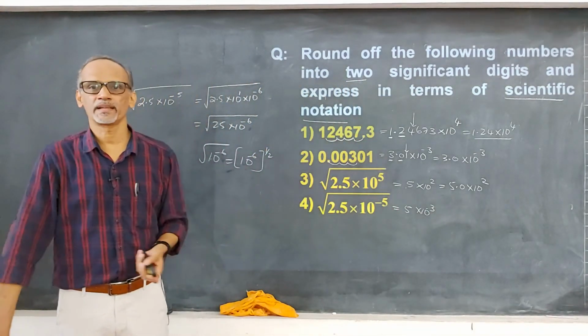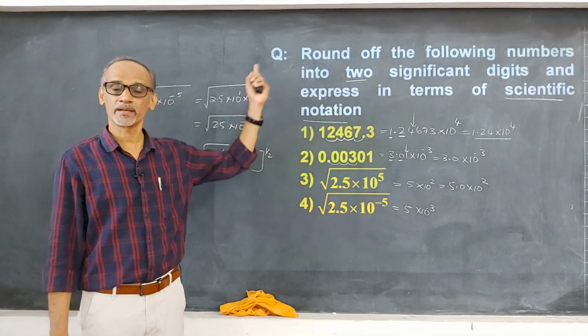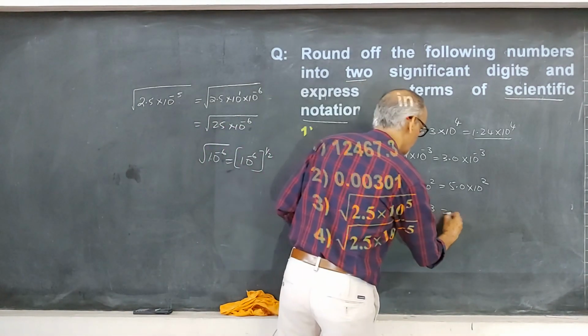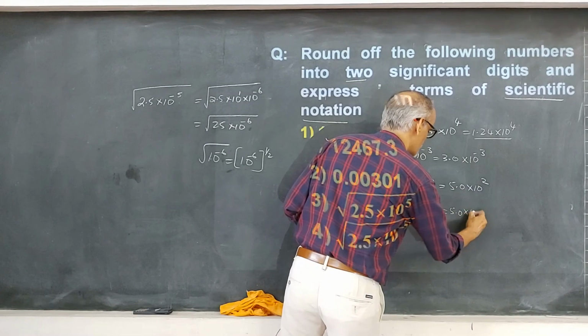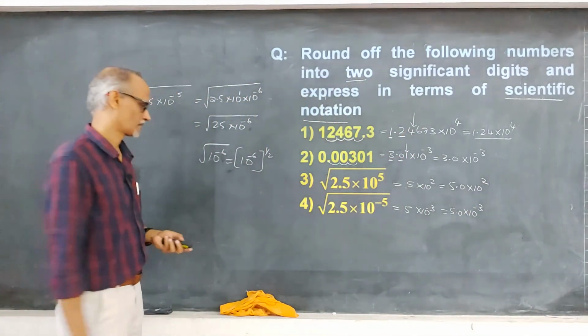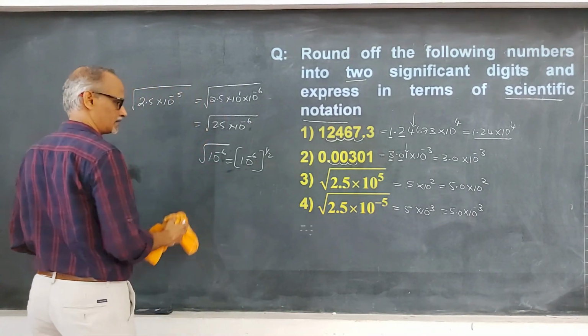But that is not our final answer. You know why? Because in the question it's given that you have to maintain two significant digits. That's why I write it as 5.0 into 10 to the power minus 3. Are you clear? Okay.